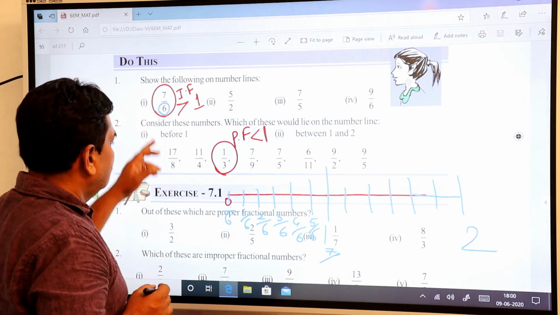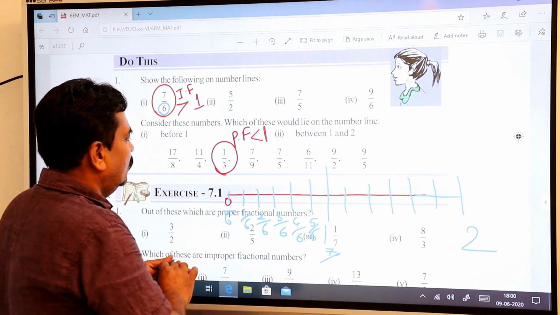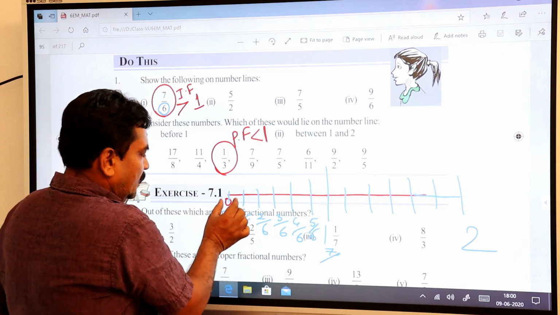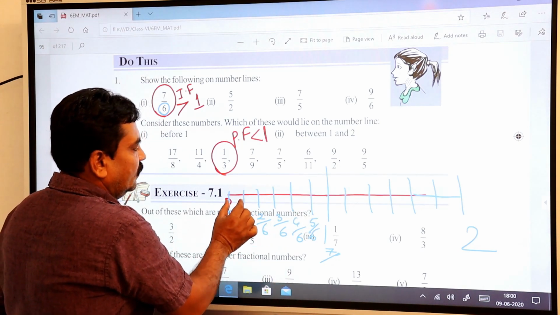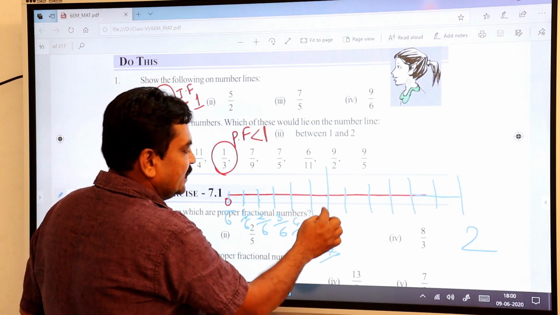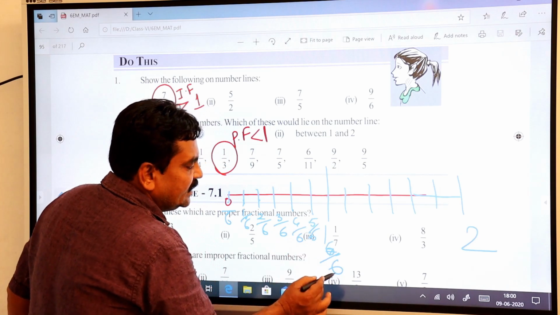0 by 6, no? 0, 1, how many partitions? 1, 2, 3, 4, 5, 6. 0 by 6, 1 by 6, 2 by 6, 3 by 6, 4 by 6, 5 by 6. This is 6 by 6.